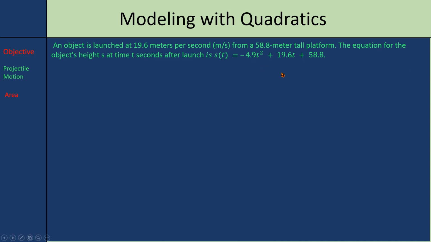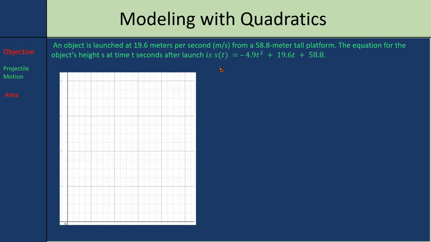Right, so which one is y? Which one is x? t is going to be your x, right? Because it's the variable in the equation here. And s is the function of t. So s is your y, right? So based on that, I can make my coordinate plane.